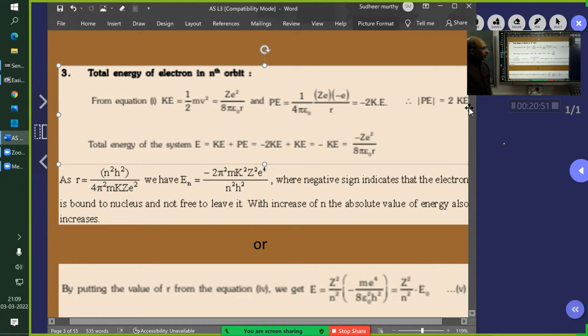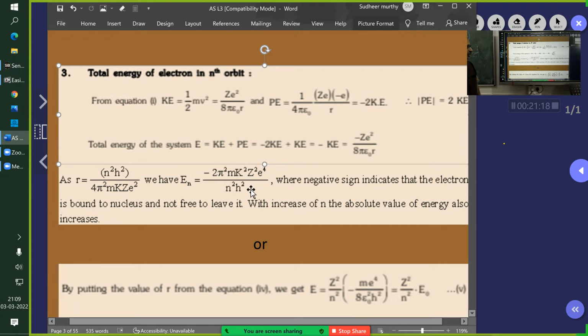So modulus PE is equal to 2 KE. The total energy of the system E is equal to KE plus PE, so and so, equal to so and so. Now, as R is equal to so and so, we have En. What is En? The total energy of the electron in its nth orbit. So you have to substitute all this.